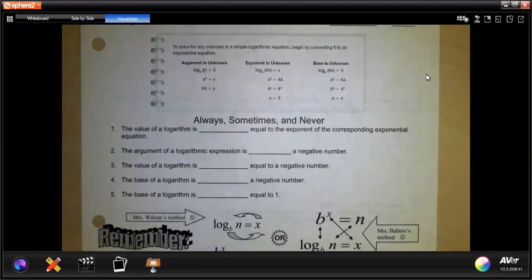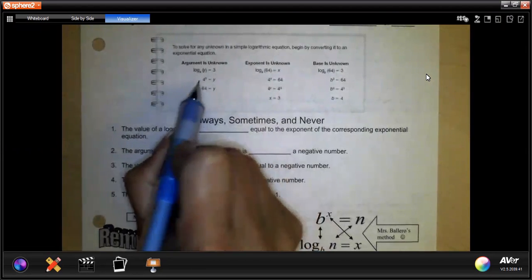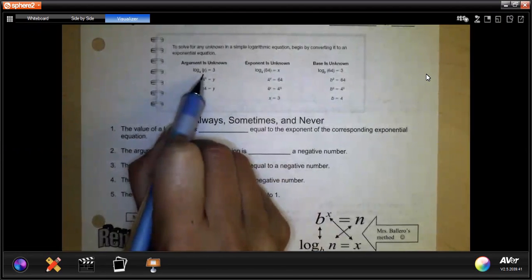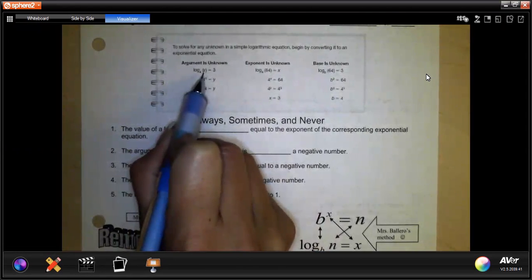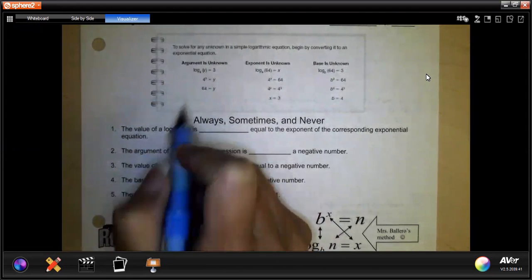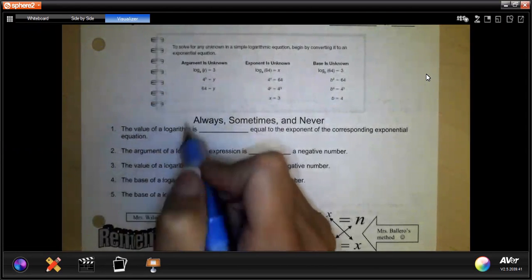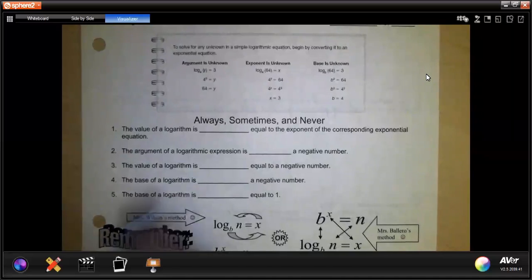Today we're going to be solving exponentials, and in order to do that, we are going to start with the basics. So up here on the top, it tells us to solve for any unknown in a simple logarithmic equation, begin by converting it to an exponential equation. If we have an unknown in the argument, we're going to want to convert that down to an exponential in order to free this argument. So we get 4 cubed is equal to y, which we can simplify.